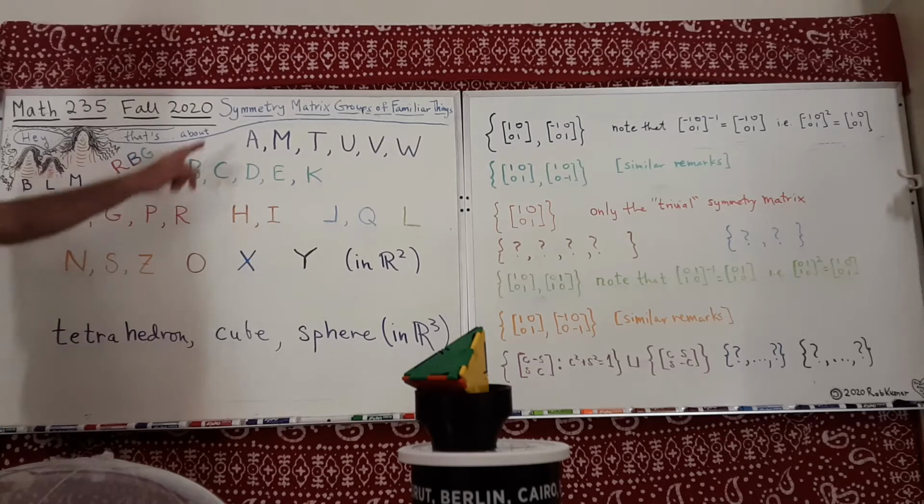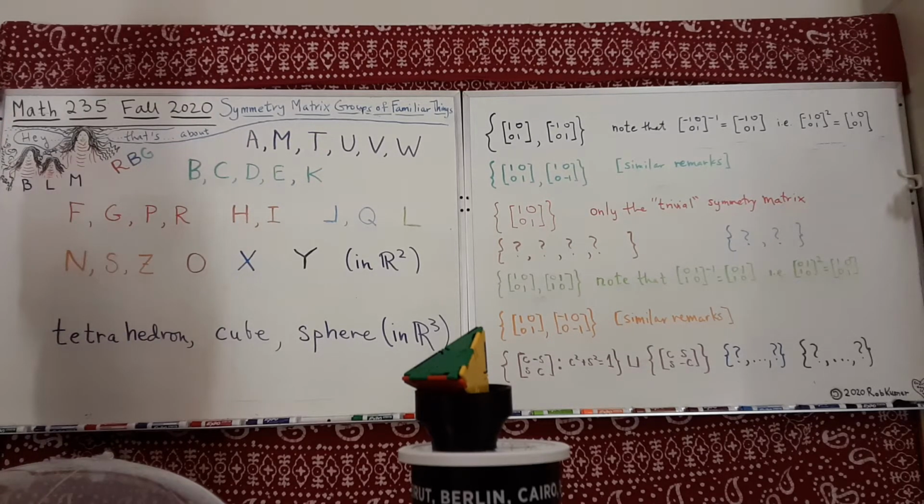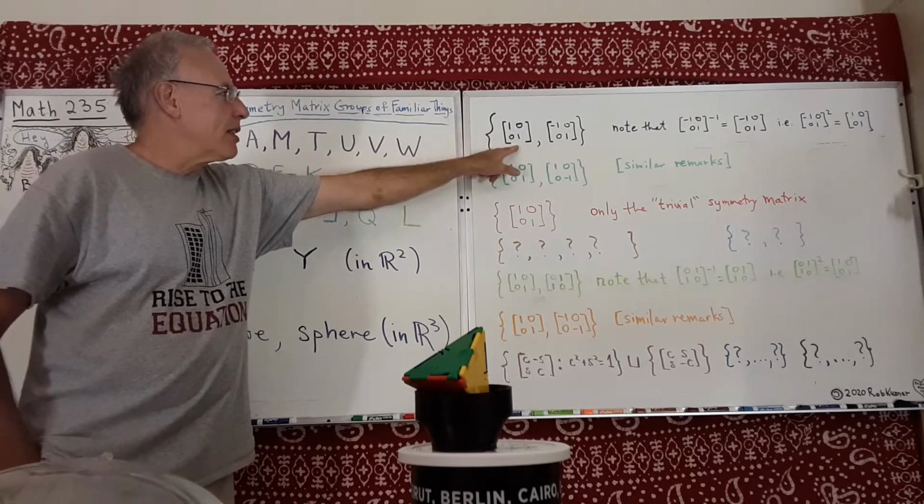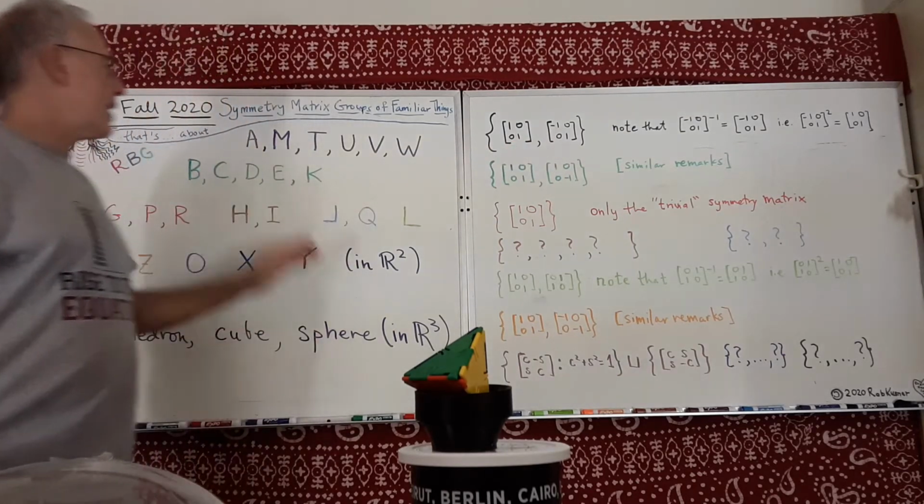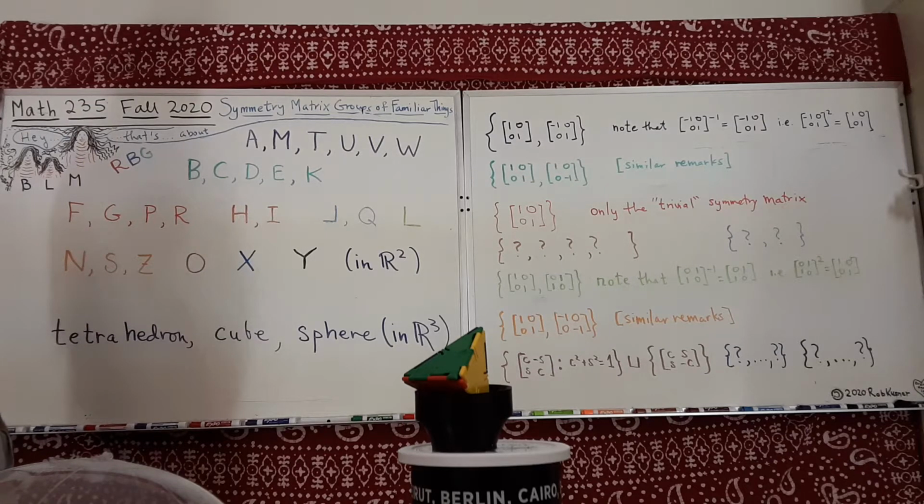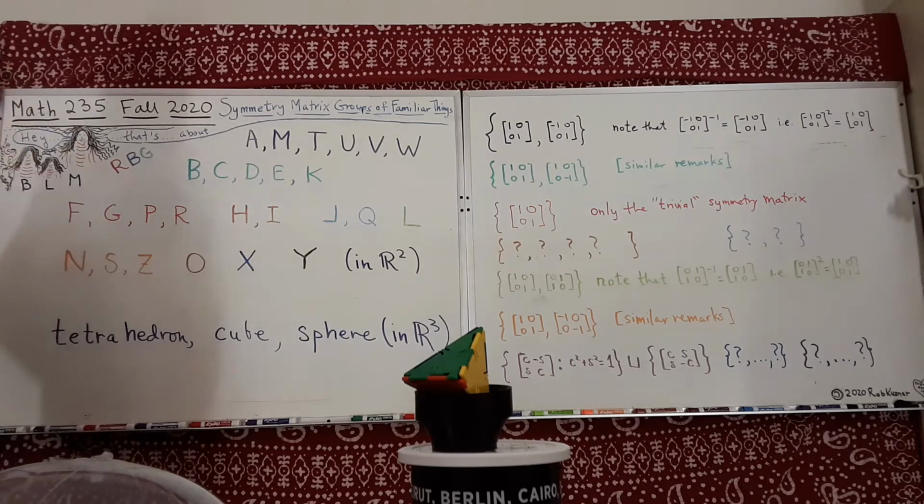The letters A, M, T, U, V, and W have the following thing in common. If I center them, the center of mass at the origin, (0, 0) in the plane, then the identity matrix and also this reflection matrix that sends e1 to minus e1 is a symmetry of each of those letters, at least if I've drawn them in the most symmetrical way, and I intend that.